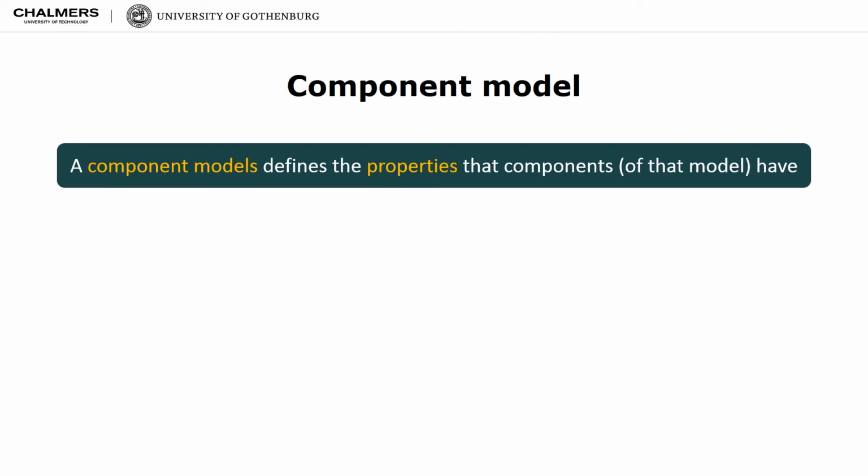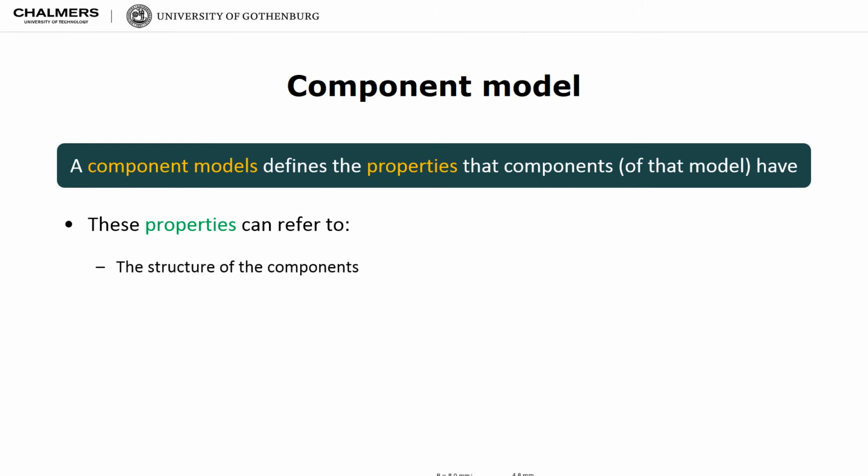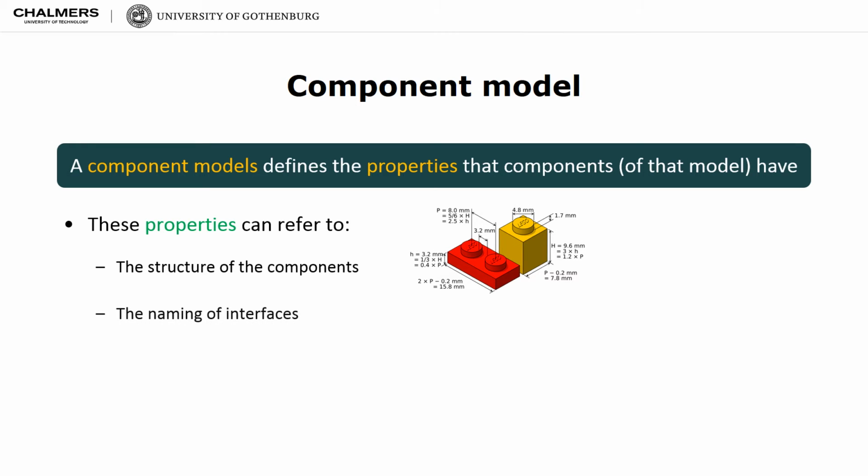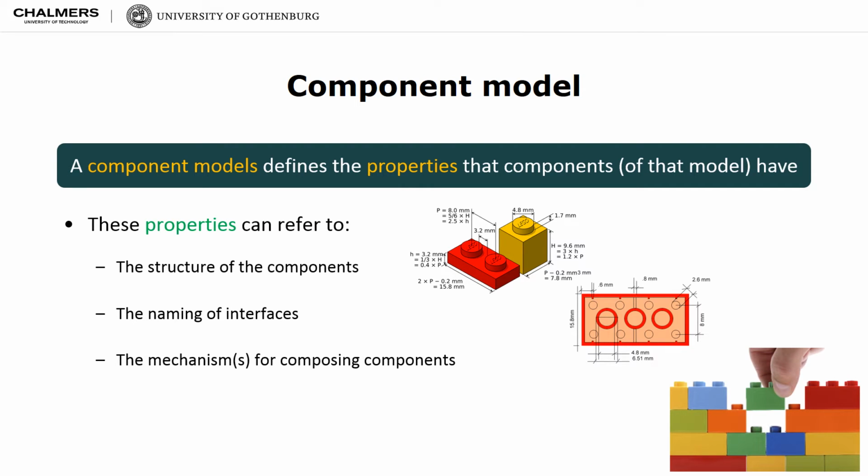Component model. A component model defines the properties that are common to all components of that model. These properties can refer to the structure of the components, the naming of the interfaces, and the mechanisms for composing components. Often, this mechanism needs to address the way in which components exchange data, such as method call and broadcast, and needs to address whether components can have a state or not.